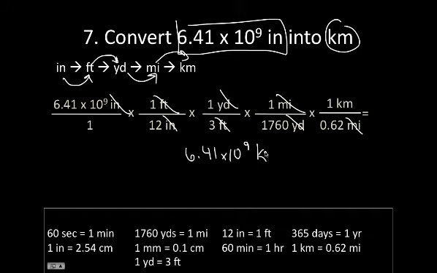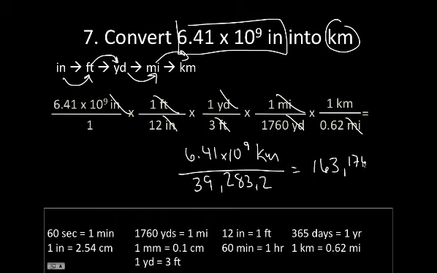Once I do that, everything on the top multiplied together is 6.41 times 10 to the 9 kilometers. And everything on the bottom multiplied together is 39,283.2. When I take this, divide it into this, in my calculator, I will get 163,174.08 kilometers. And that represents my final answer.